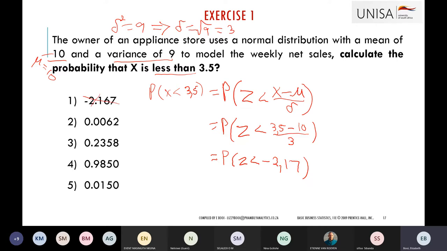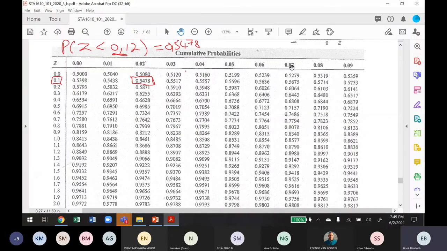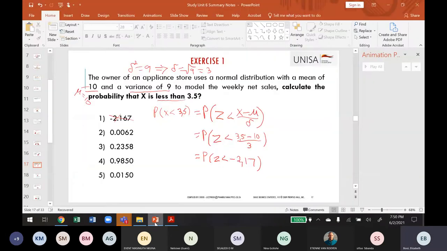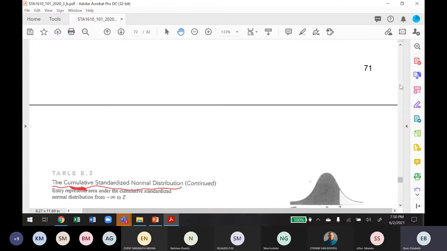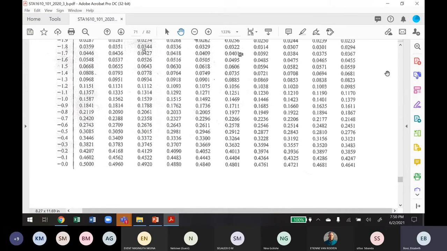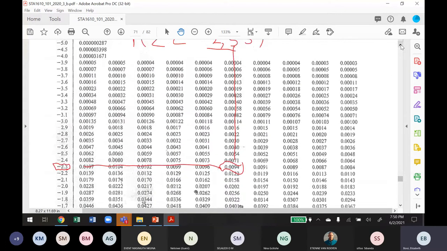So now since we have the Z value, we need to go to the table. We're looking for minus 2.17. Where do we go? To the negative side. Yes, we go to the negative side of the table. We're looking for 2.17.